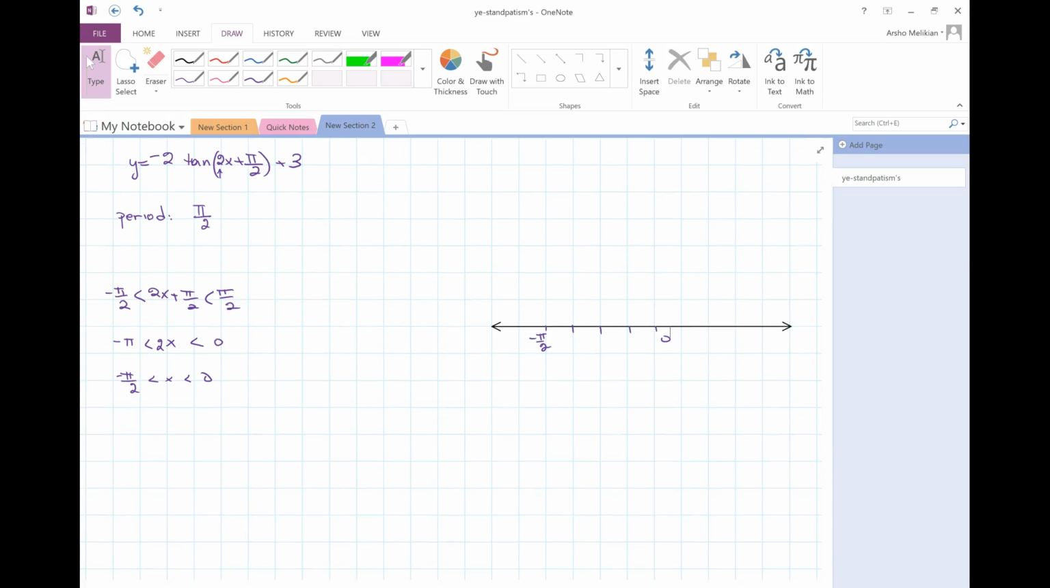Let's see how much the phase shift was. If I were to ask you to find the phase shift, you would take 2x plus pi over 2, set it equal to 0, 2x equals negative pi over 2, x is negative pi over 4. Same. You get the same answer, right? Okay, so let's graph.